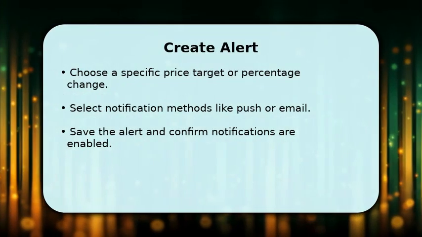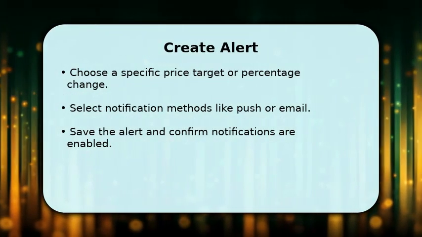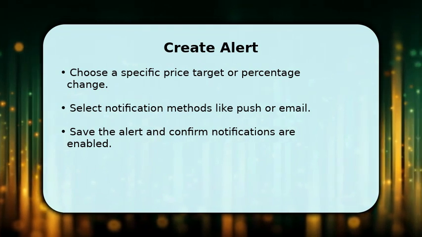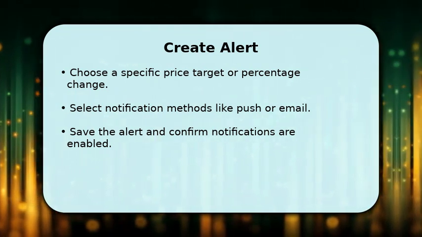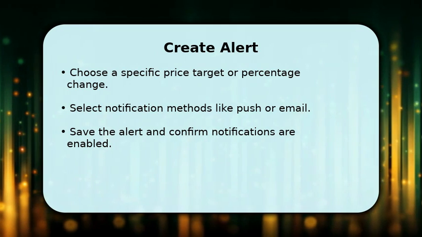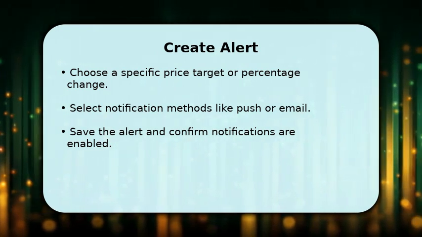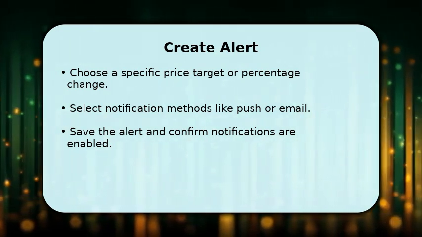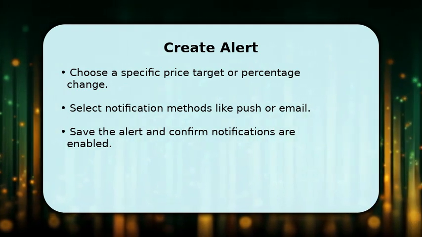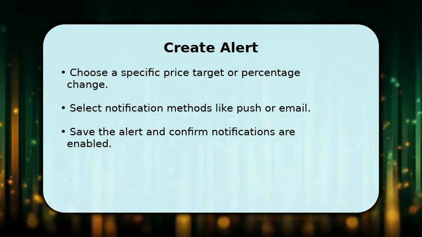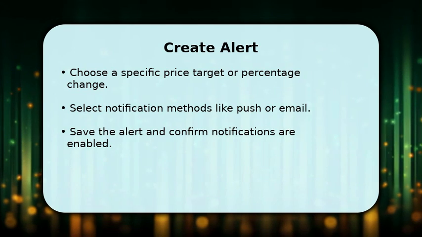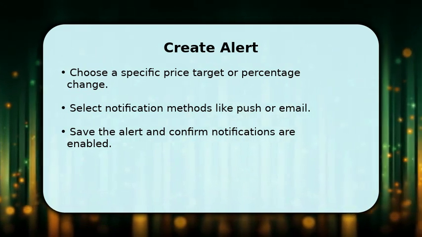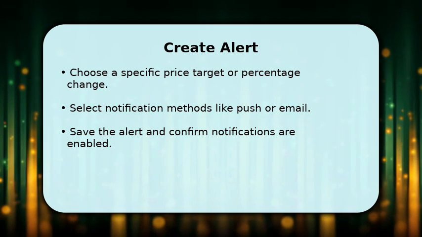I'll walk you through creating alerts in the Coinbase app with clear steps anyone can follow. First, open the asset page and tap notifications or the bell icon, then enter your desired price or percent threshold. Choose whether to notify on rises or drops, select push or email, and tap save. You can set multiple alerts per asset to track different targets without getting confused.